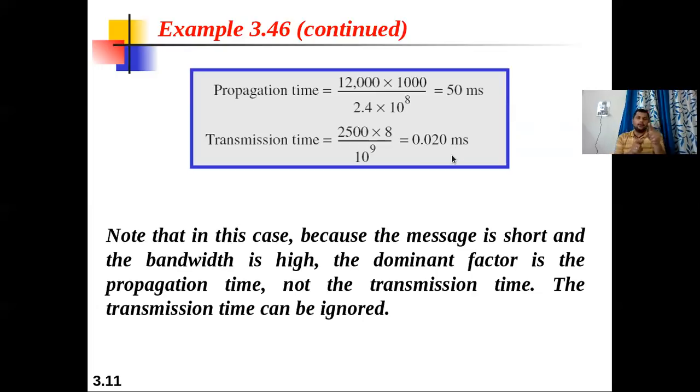So here you can see that propagation time is dominating in comparison to the transmission time. Sometimes you can even ignore it if your message size is too small. While modeling the total delay, you can always neglect it, because it is negligible in comparison to 50 milliseconds.